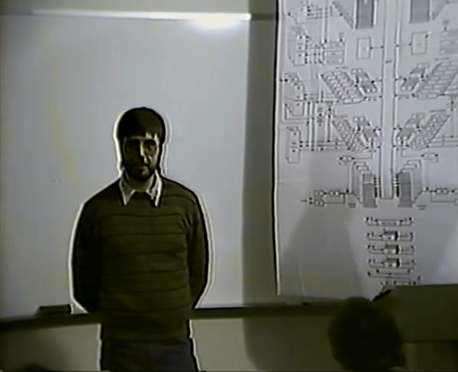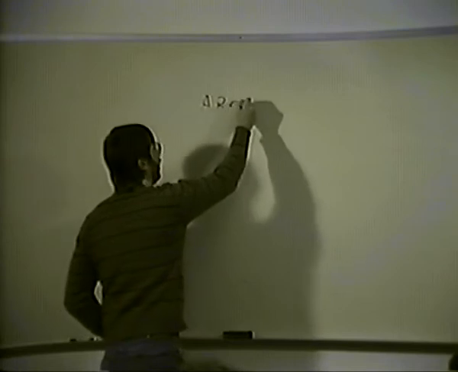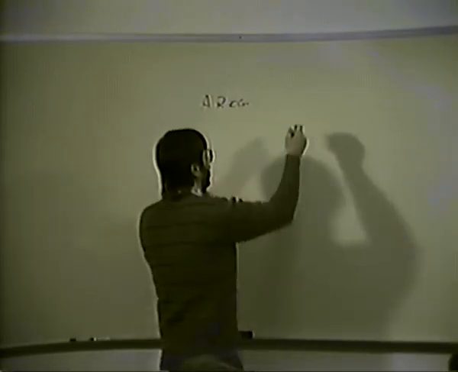Let me say that again. What you do with the vector length register is you can load it from an A register.